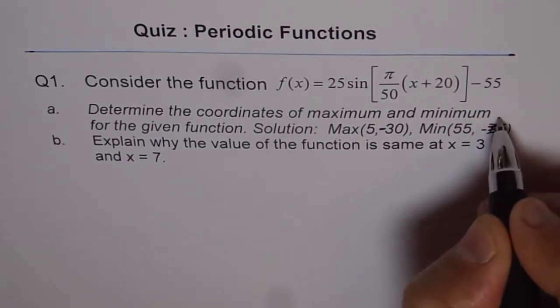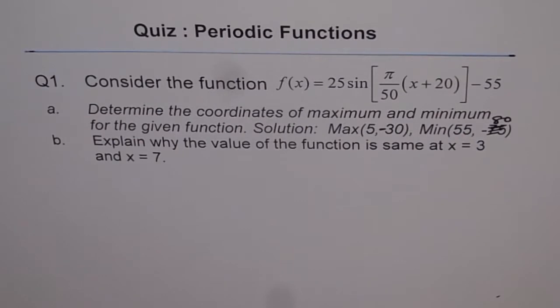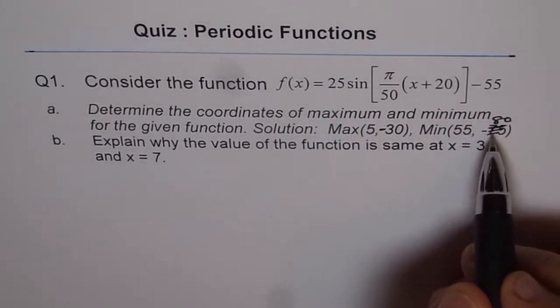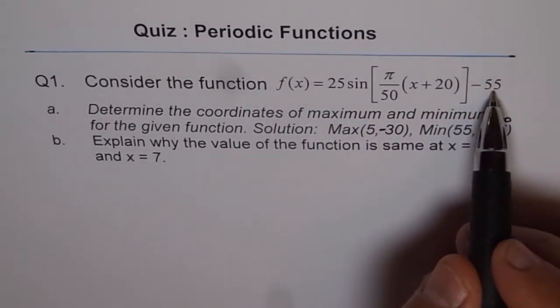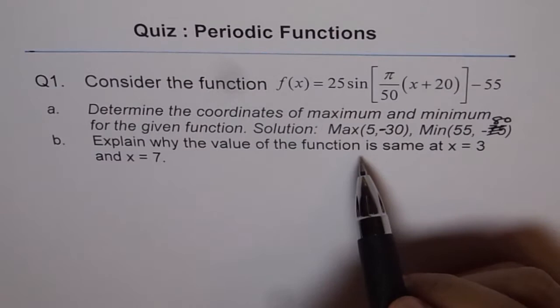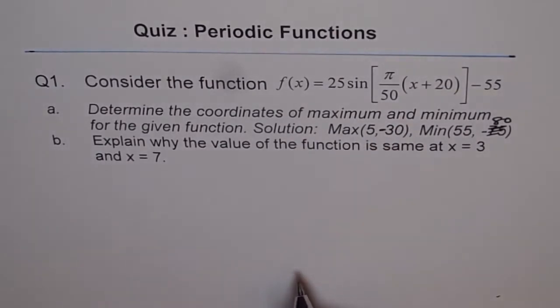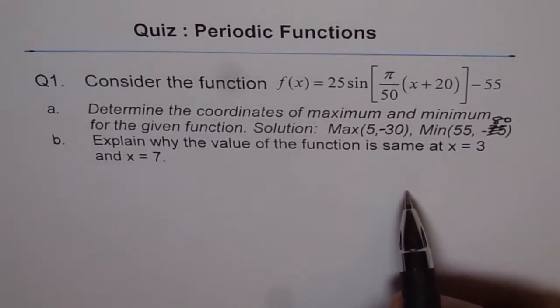The value is minus 80, correct? That is minus 55 minus 25 was the minimum value, and minus 55 plus 25 was the maximum value, correct? So these were the maximum and minimum values.